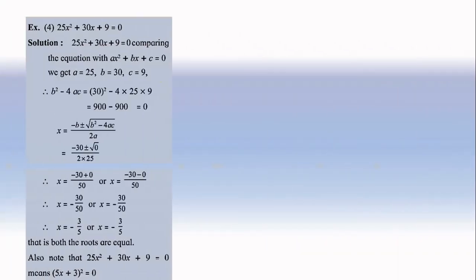This particular equation, 25x square plus 30x plus 9 is equal to 0. In this equation we know that a is equal to 25, b is equal to 30, c is equal to 9. Substituting in b square minus 4ac, we get the answer 0. That means there is no meaning of plus minus, the value is zero in total. So then, since that is zero, what is remaining? Only minus b upon 2a. That is what happened here.